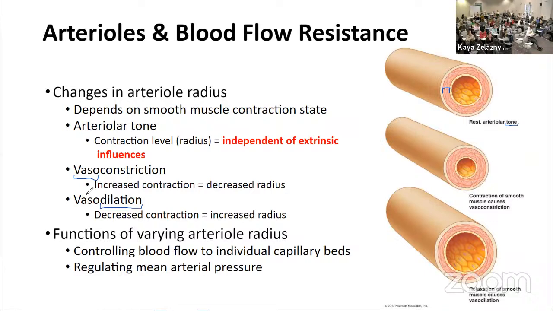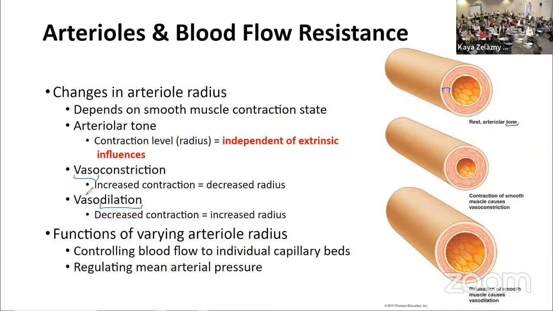This is super helpful that we can make these changes, because this is going to allow us to control where the blood flow goes. Got lots and lots of arterioles. And they don't all contract at the same time. They don't all dilate at the same time. You're going to be able to get certain little groups of them and have a local reaction to something, right?